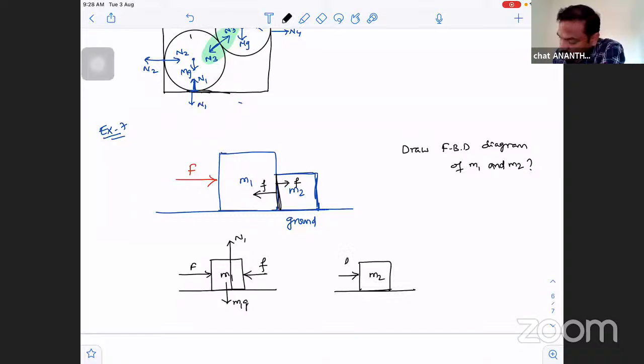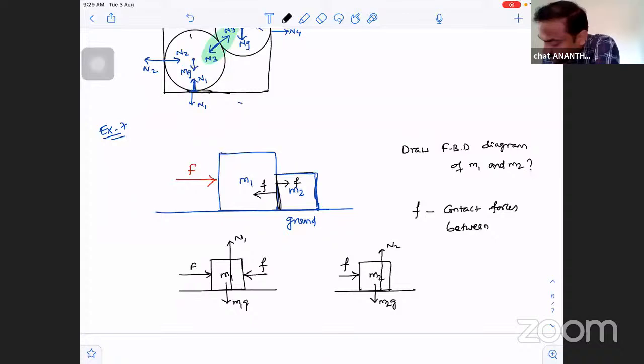So on M2, now F is the force acting. M2g will act downward as gravity, and the normal reaction N2 will act upward. So in total, how many forces are acting on M2? Three forces. How many forces are acting on M1? Four forces. Okay. So F we call as the contact force between M1 and M2. So those are the forces.